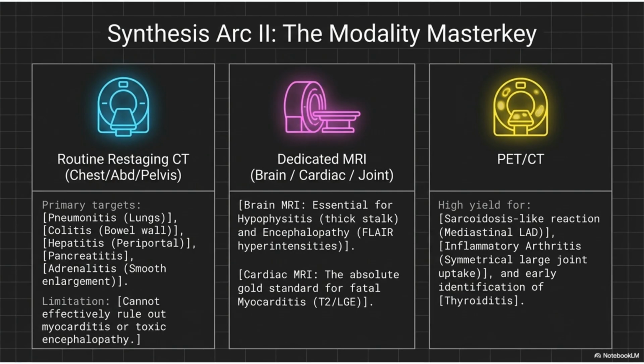Finally, utilizing the correct imaging modality is key. Routine restaging CT targets pulmonary, gastrointestinal, and some hepatic irAEs. Dedicated MRI is essential for hypophysitis, encephalopathy, and myocarditis. PET-CT is useful for sarcoidosis-like reactions and inflammatory arthritis.